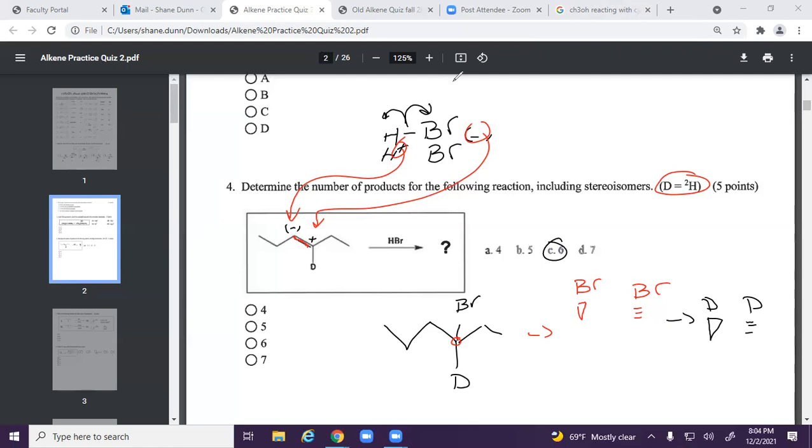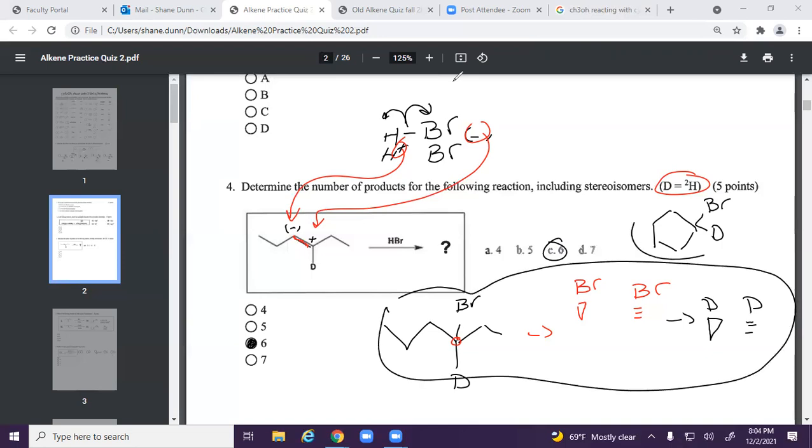This is the weird one, but technically we can go on here. The ring can close, makes a hexene, and the D and Br can be there. That one usually doesn't occur, but a product like that can occur, right? We can do a methylene shift to make that occur. It's not going to happen, but it's a possibility. That's why there's six. These ones are the common ones. This guy right here is a bit weird.